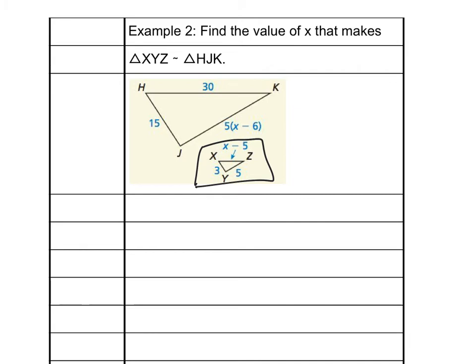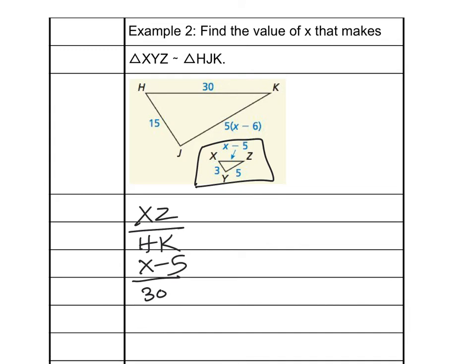And let's go ahead and pick XZ, because it looks like XZ corresponds with HK, right? Those are the longest of the two sides. And HK is 30. I'll just write 30 underneath, and then XZ would be X minus 5.